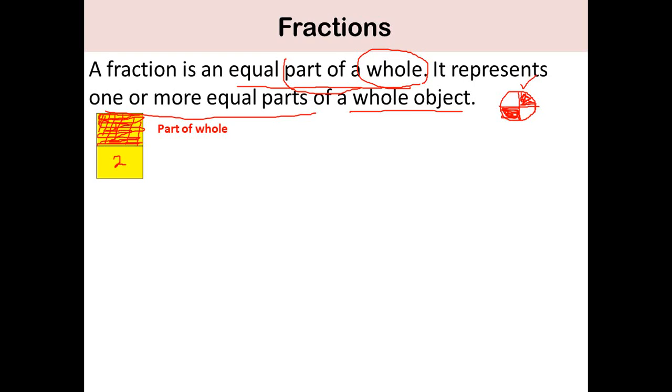See, to write this number, I must know two things. One is what part of the whole I have taken. I have taken one part, right? So I will write one part of the whole I have taken. But what is the whole? See, 1, 2. Whole is 2 because the whole has been divided into 2 equal parts. So if you take 2 parts, then that becomes whole. So whole equals 2.